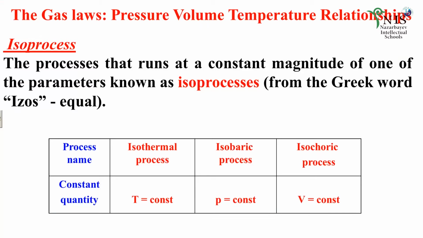The process that runs at a constant magnitude of one of the parameters is known as an isoprocess. From the Greek word isos, which means equal. The processes are the isothermal process, isobaric process and isochoric process. In the isothermal process, temperature is constant; in the isobaric process, pressure is constant; and in the isochoric process, volume is constant.